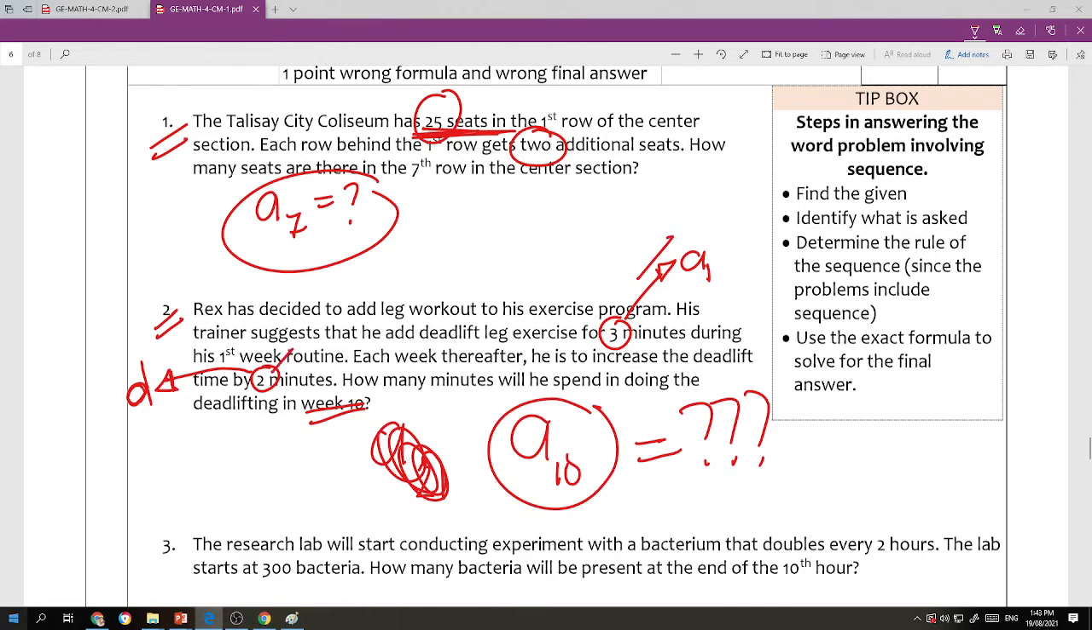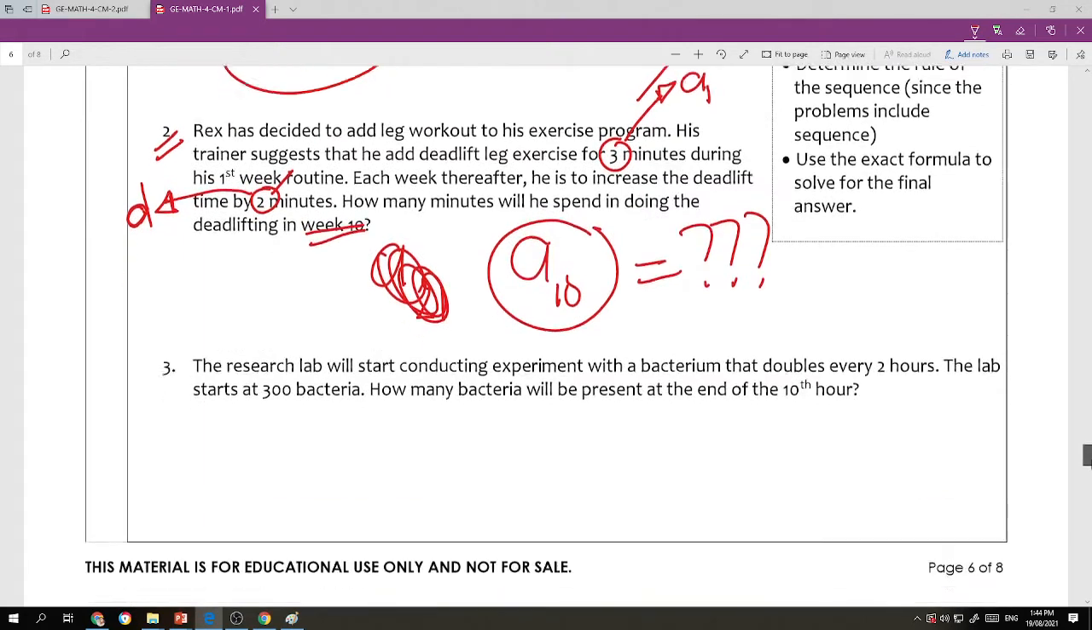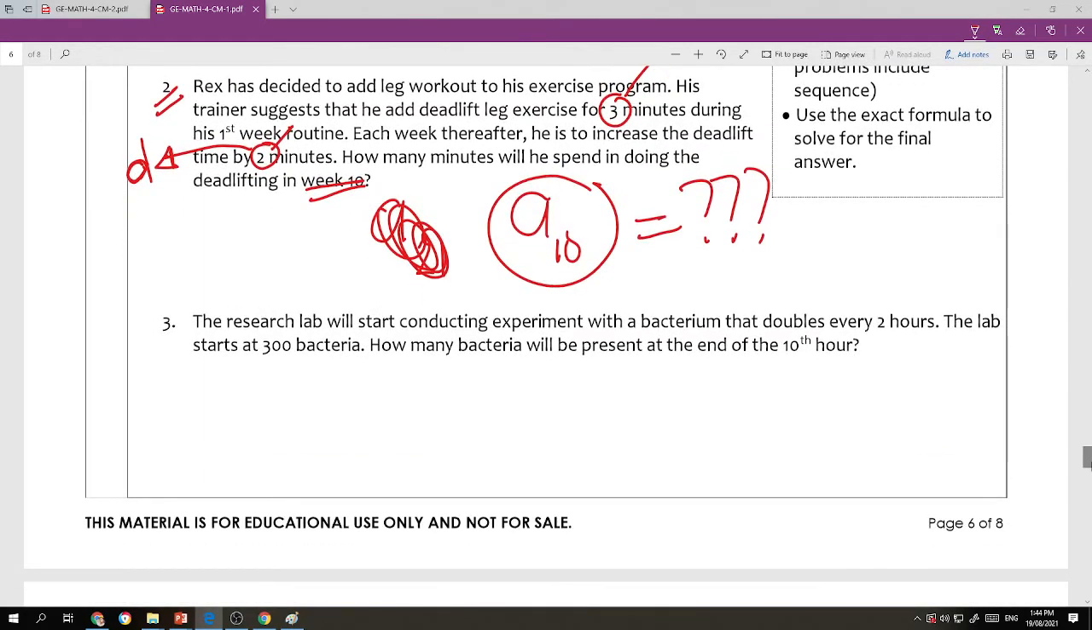Problem number 3 is a geometric sequence problem, and I will give that to you so you can analyze it. I will not discuss problem number 3. Yes, what is your question?